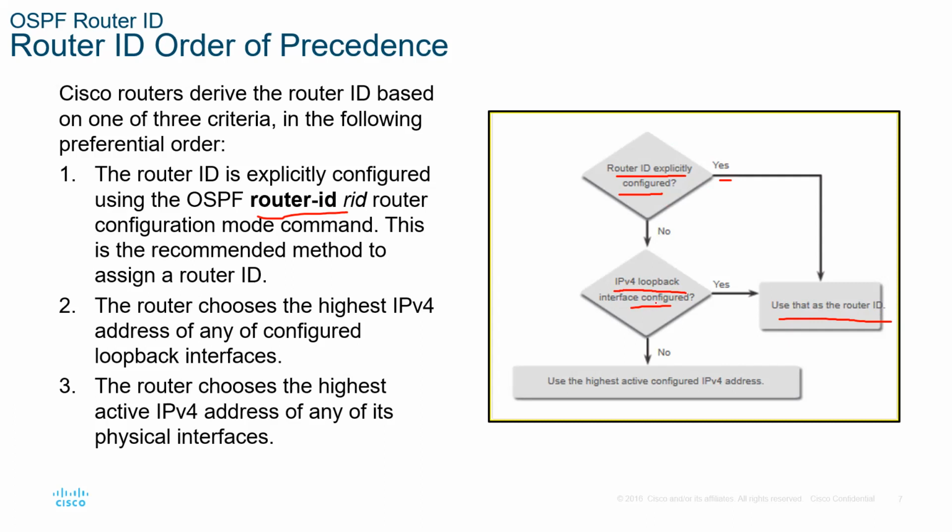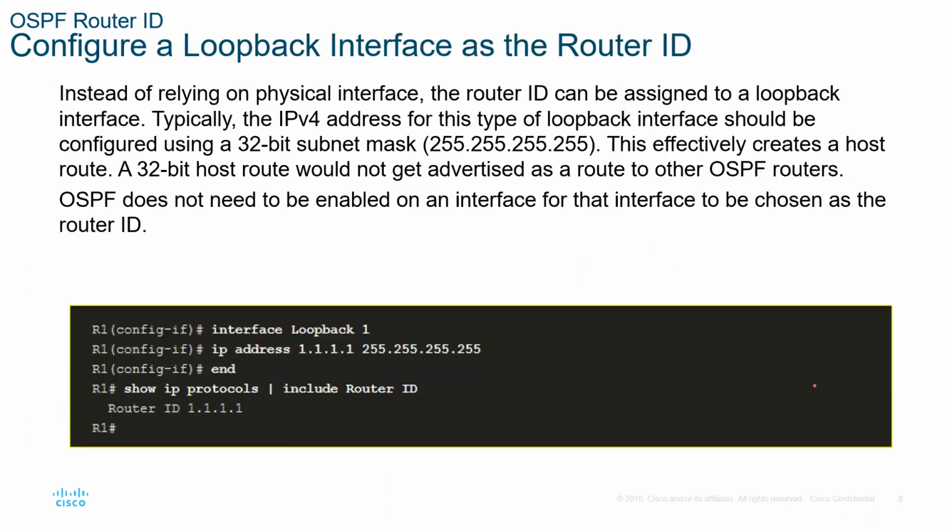So if in the router there is a loopback interface that has been configured, then the router will check for the highest IP address based on that and will use it as the router ID. But if you didn't configure your loopback interface, then the router will use the highest active configured IP version 4 address on your router as the router ID.